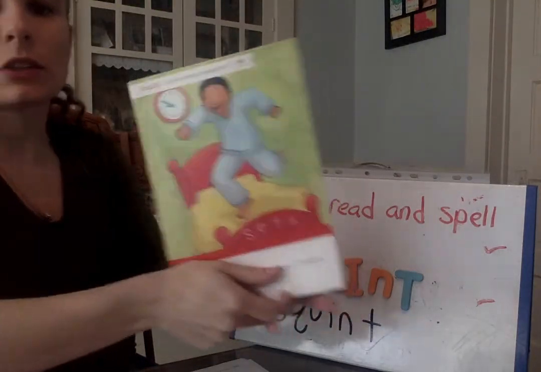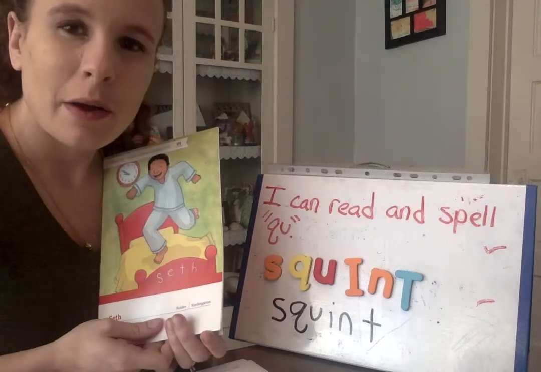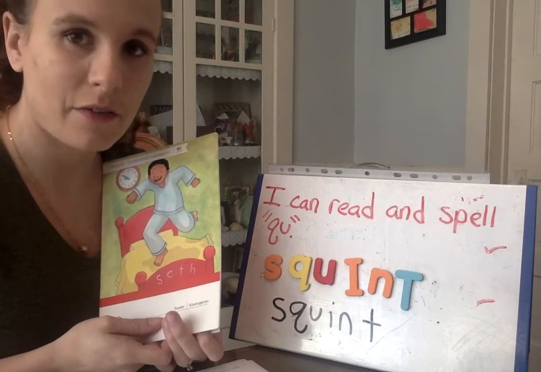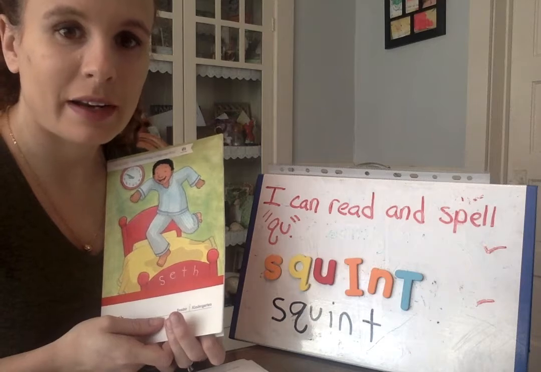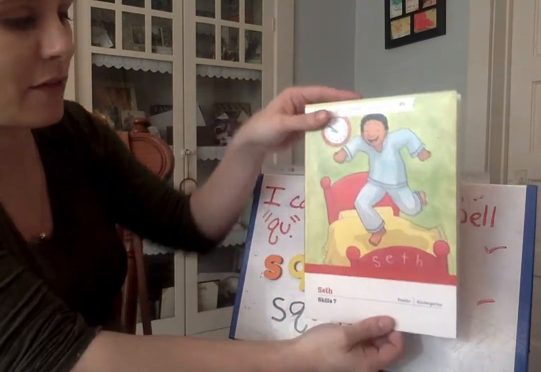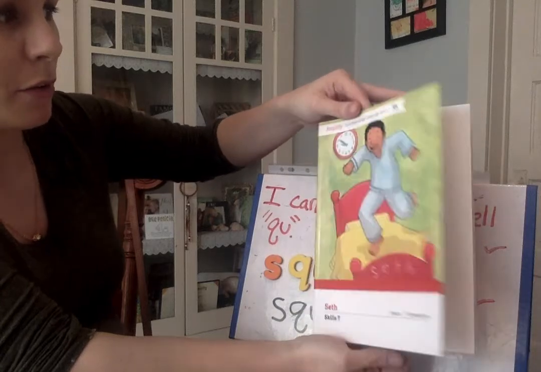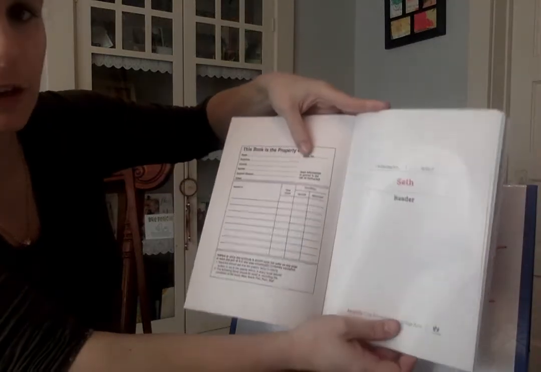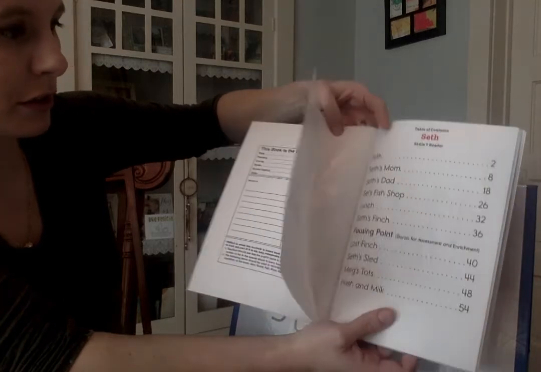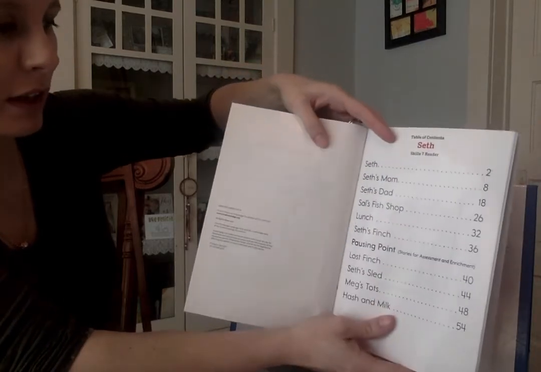Okay. So, in case I forgot to say in the beginning, this lesson, most of it is from Skills 7, but I did supplement a little bit, and now we're going to read the Skills 7 reader, which is Seth. We're going to open up to the first page. This is called the title page. I'm going to turn it again. This is the table of contents.